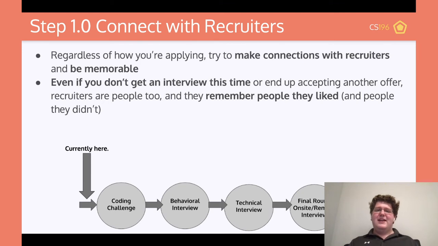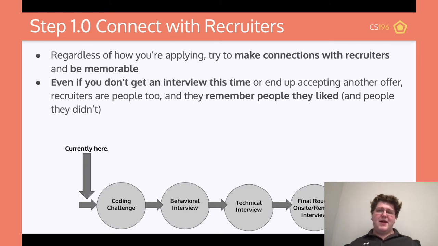So yeah, as I said, even if you don't get an interview this time or end up going somewhere else, recruiters are people too, and remember that. They remember the people that they liked, and also, more importantly, sometimes the people that they didn't like, right? So if you just ghost a recruiter, that reflects as badly on you as it does when a recruiter ghosts you, right?